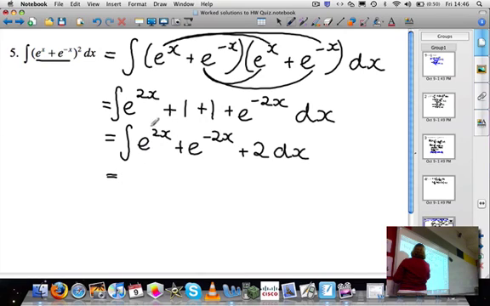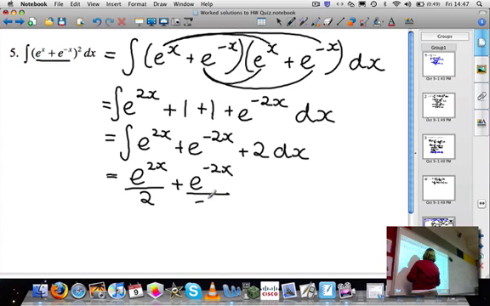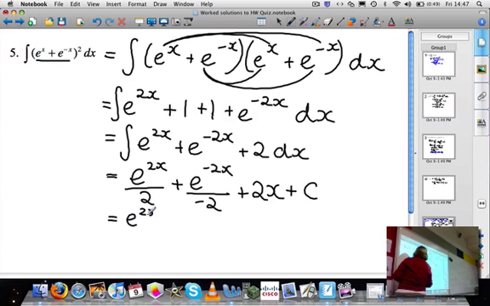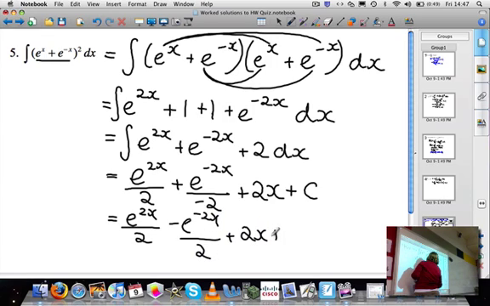If I integrate this, e to the 2x, remember when I integrate an exponential function, I'm just going to divide by the derivative of this index. So e to the 2x on 2 plus e to the negative 2x on negative 2. The integral of 2 is just 2x, and of course don't forget that plus c on the end. We'll just simplify out here with the negatives. e to the 2x on 2 minus e to the minus 2x on 2 plus 2x plus c. Alright, from there, that's those 5 questions.